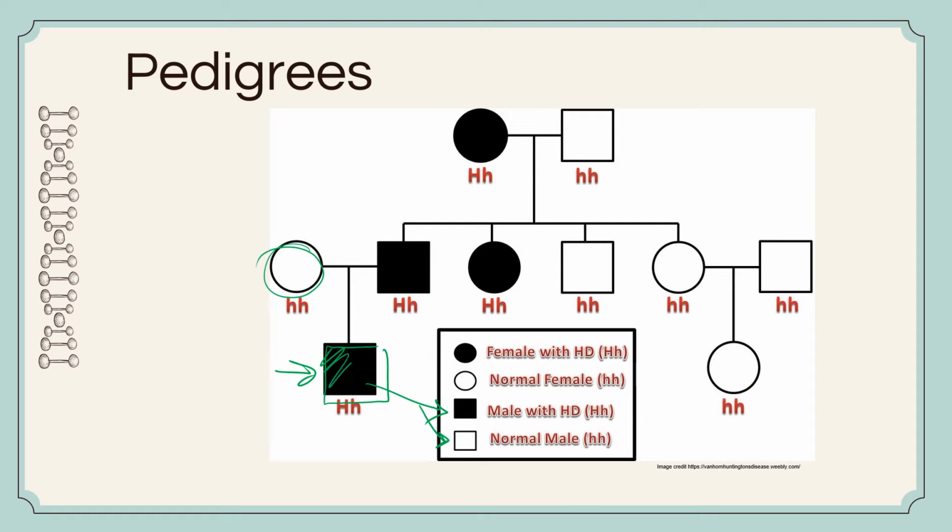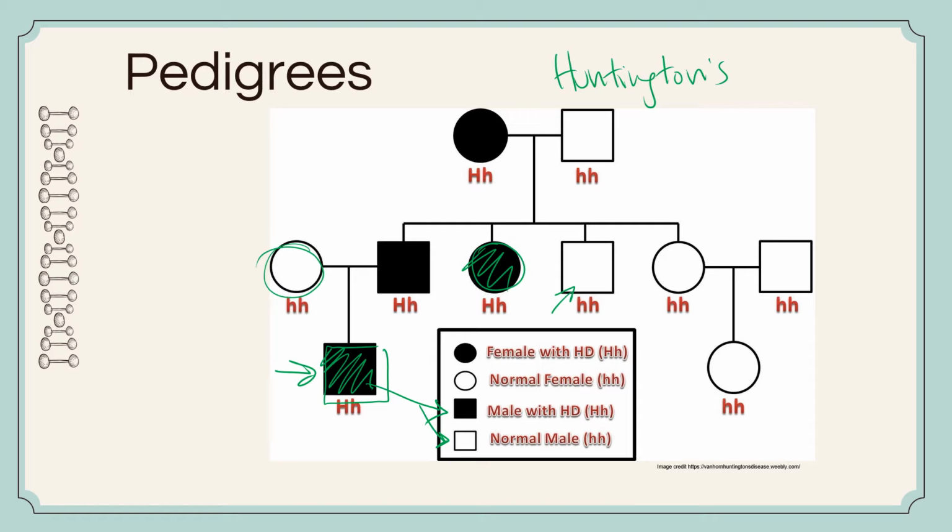We color in the circles and the squares if people are affected with the disorder. We do not color in the squares and the circles if people do not have the trait or the disorder. This particular pedigree is showing us the inheritance of a disorder known as Huntington's disease. It is a disease that affects humans. It is a neurodegenerative disease. That means that the brain kind of breaks down. It is fatal. It is an awful disease to watch happen to a parent.